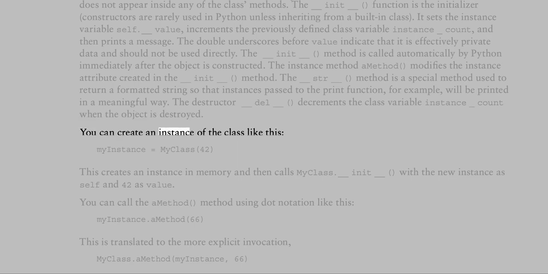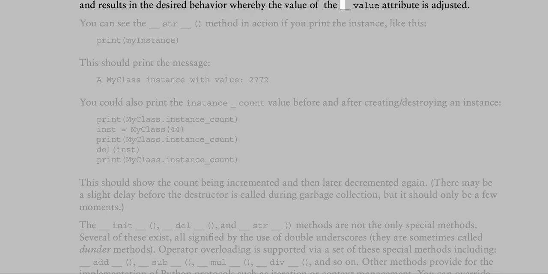You can create an instance of the class like this: myInstance = MyClass(42). This creates an instance in memory and then calls MyClass.__init__ with the new instance as self and 42 as value. You can call the a_method method using dot notation like this: myInstance.a_method(66). This is translated to the more explicit invocation MyClass.a_method(myInstance, 66), and results in the desired behavior whereby the value of the __value attribute is adjusted.